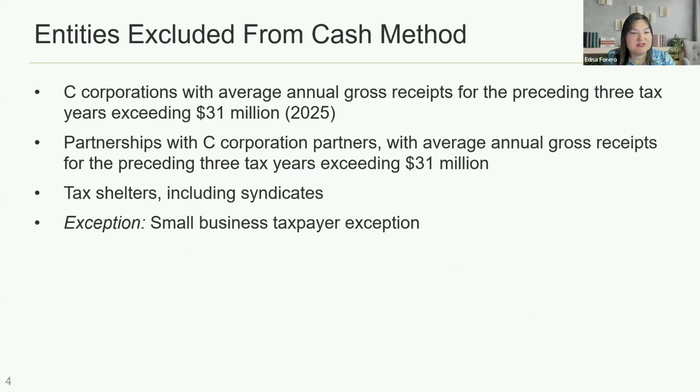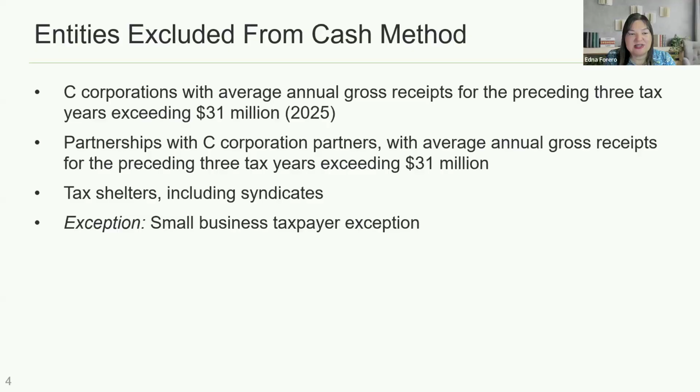For example, a C Corp with an average annual gross receipt for the preceding 3 years that exceed 31 million. And 31 million is important. We're going to talk about that a little bit later on. But partnerships with C Corp partners that average an annual gross receipt for the preceding 3 years that exceed 31 million might be excluded from using the cash method.